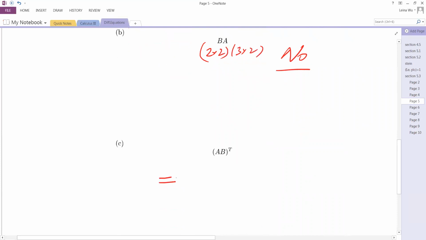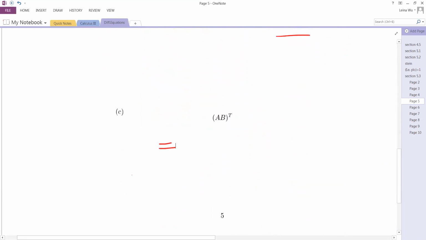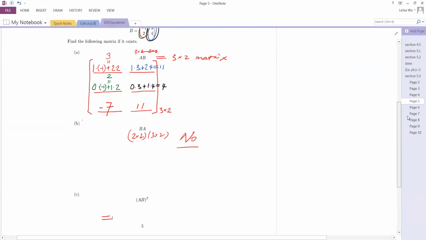Okay, so transpose, we'll need to just transpose what we have got over here, right? So 3, 11 will turn to first column. Let me go ahead and just zoom out a little bit. Maybe this will be helpful. Okay, so we should have 3, 11 in the first column, 2, 4 in the second column, -7, 11 in the last column. And this should be a 2 by 3 matrix.